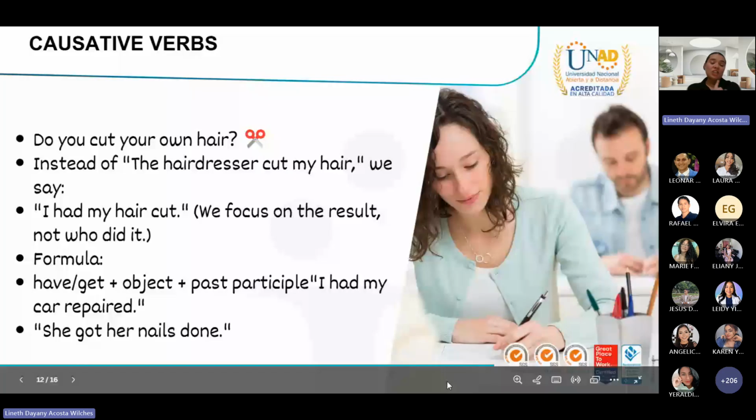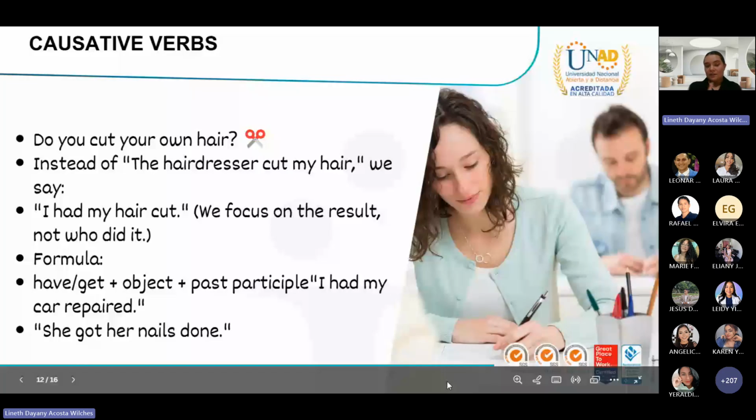Of course it changes according to the verbal tense that you are going to use. That's why it is "I had," because it was, I don't know, a week ago, a month ago. So you have to be careful also with the verbal tense. In this case, have or get plus the object, which is my hair, and the past participle, which is cut, so it doesn't change.